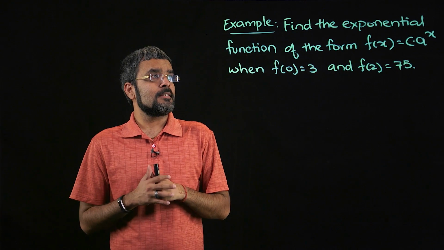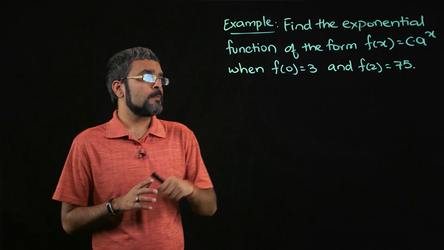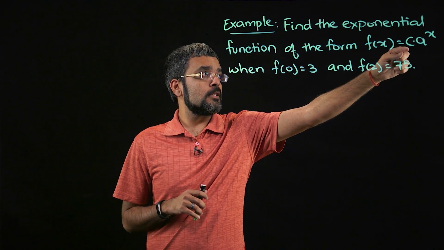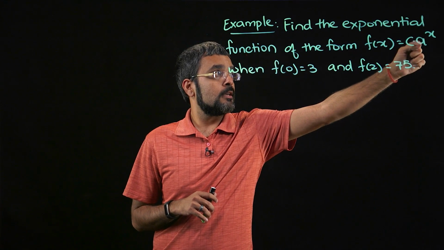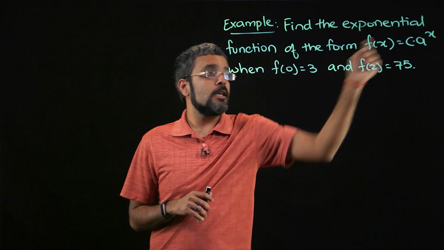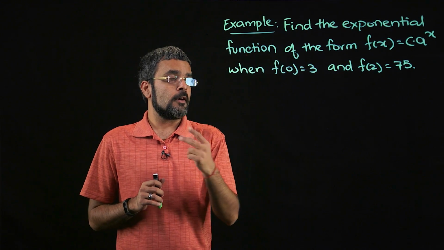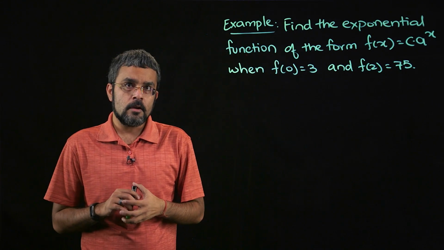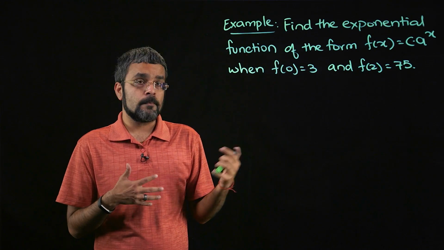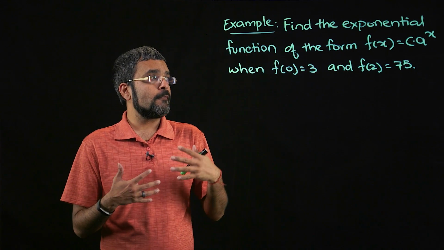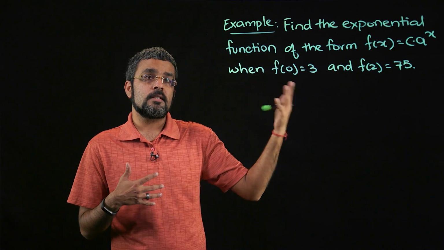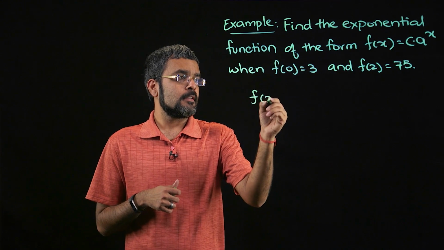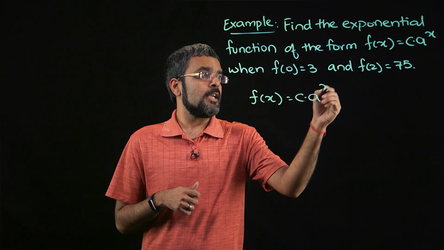Okay, so let's take a look at this example here. What we want to do is, we have an exponential function of the form c times a to the x. Note that it's not in parentheses, so the x doesn't apply to c, it's just to a. So c times a to the x. And we know two instances of this function. At 0, that function value is 3, and at 2, the function value is 75. So I want to find this exponential function. It's just another way of saying I want to find what the values of c and a are. So what is c and what is a? Let's write that function down again. I have f(x) equals c times a to the x.